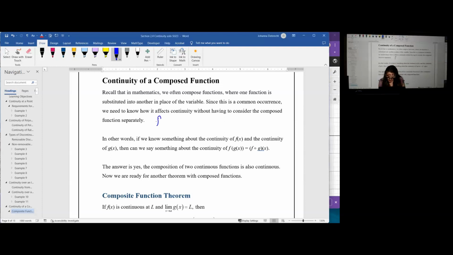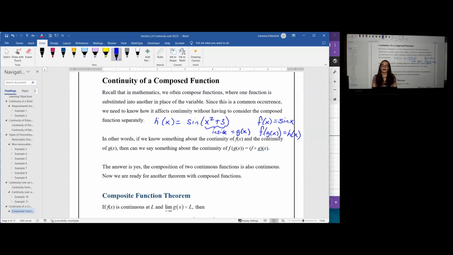So for example, we could have a function such as sine of x squared plus 3. The inside function is x squared plus 3, and we could call this one g of x. The outside function is actually sine of x. Let's rename this one h, and we'll write f of x equals sine of x. So when I compose f with g, I get h.